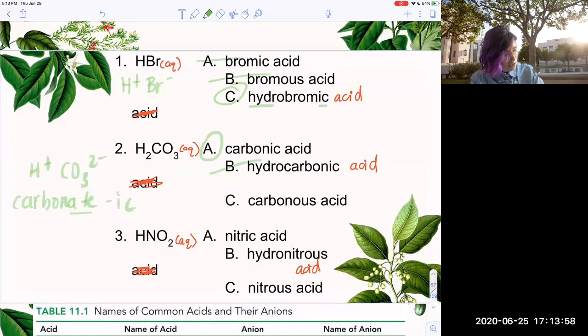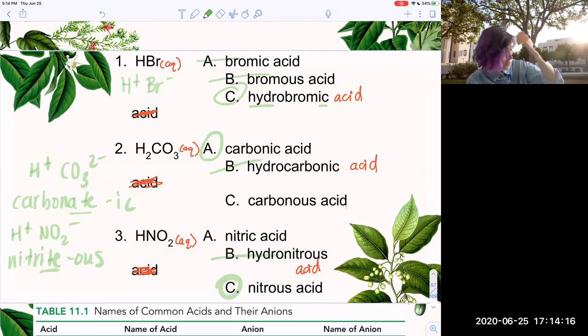And then here, it does have O, so no hydro. We have H plus, and we have NO2 minus. What is this called? Nitrite. Nitrous acid. You gotta learn your polyatomic ions for acids because they will make or break whether or not you can name acids. That's it.